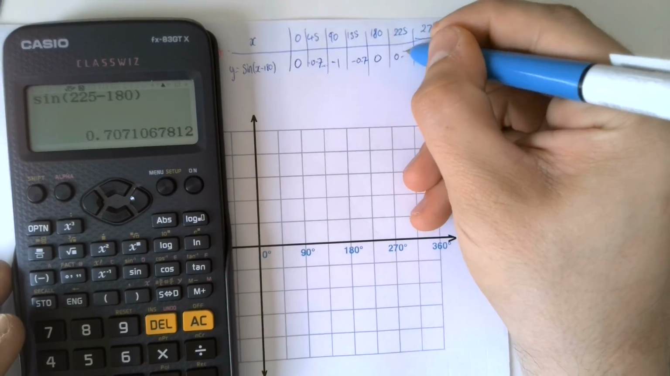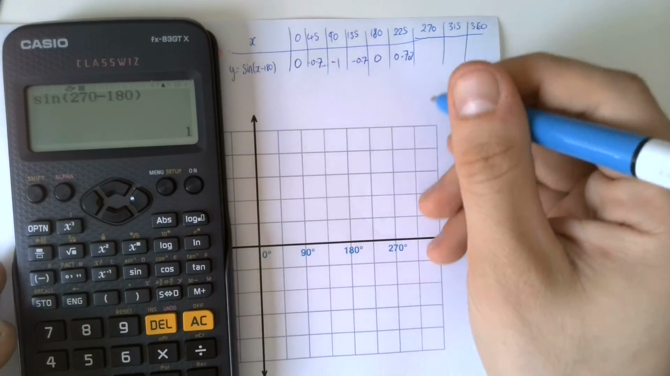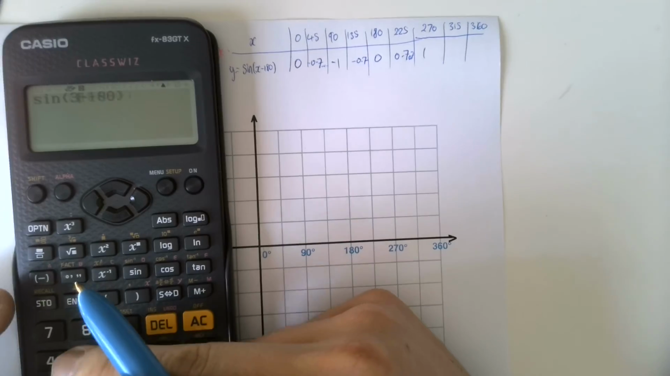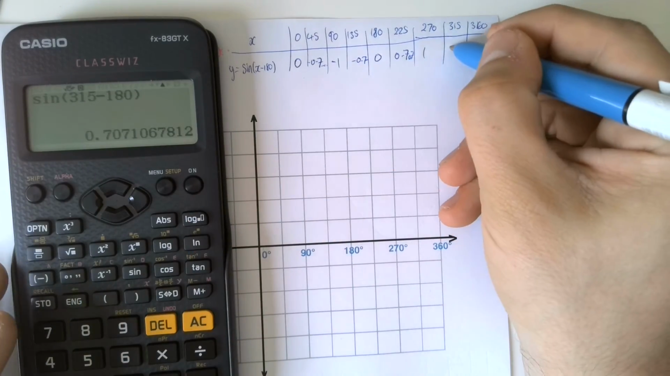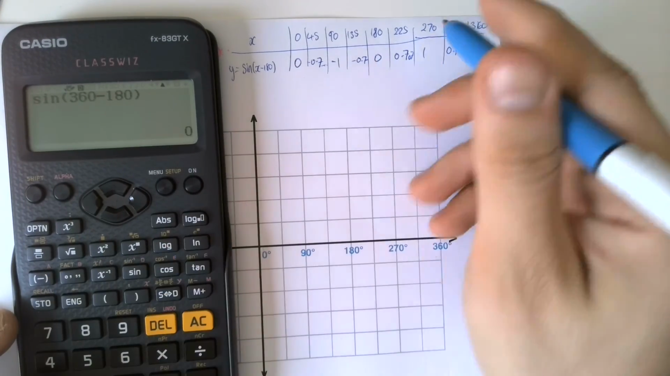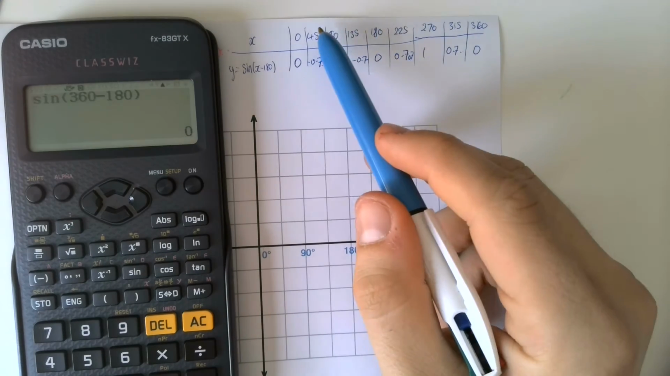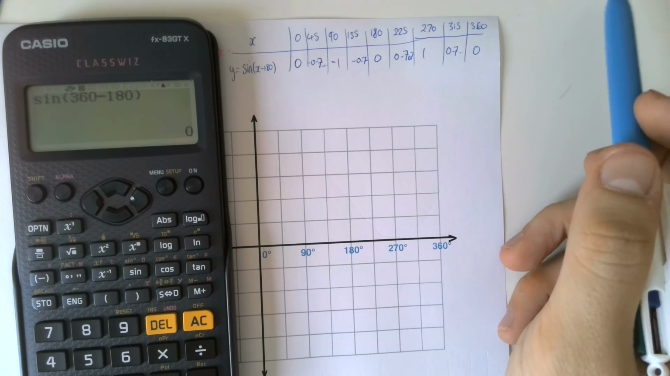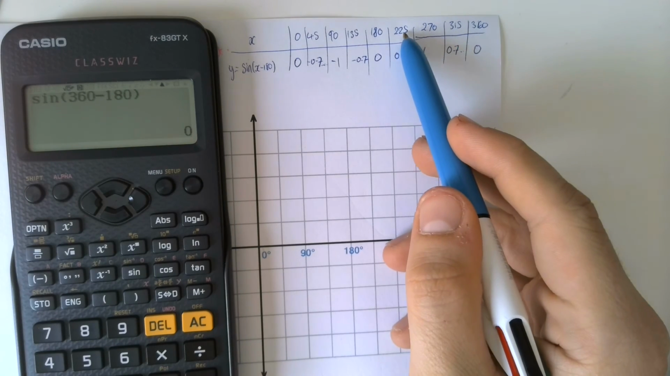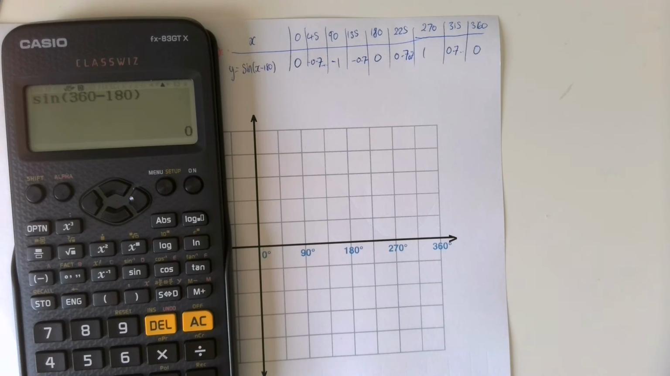Yeah, 0.707. Let's try 270. That gives me 1. I'm going to start going back down again, so my prediction is I'm going to see that root 2 over 2, yeah, 0.7, and then 0. Okay, so all I'm doing is taking 180 off each of these numbers and then working out the sine. So I'm almost bringing it forwards. I'm bringing forward all of these numbers. That's why the translation is happening in the opposite direction to what you'd expect.